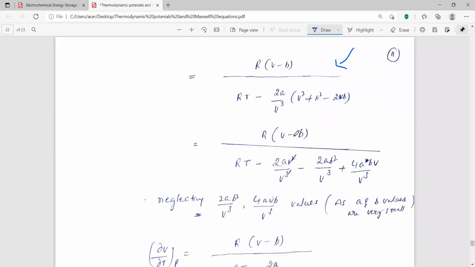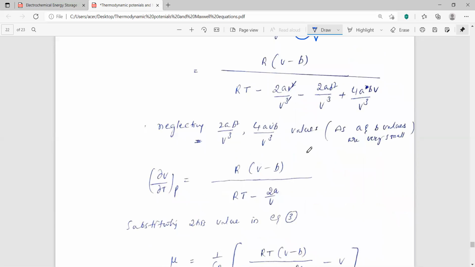So, again, R into V minus B whole by RT minus, if I multiply the values inside the bracket with the 2A by V cube, then what are the values I can get? So, 2A V square by V cube minus 2A V square by V cube plus 4A VB by V cube. So, by neglecting the higher values, I can get dou V by dou T at P equal to R into V minus B whole by RT minus 2A by V.